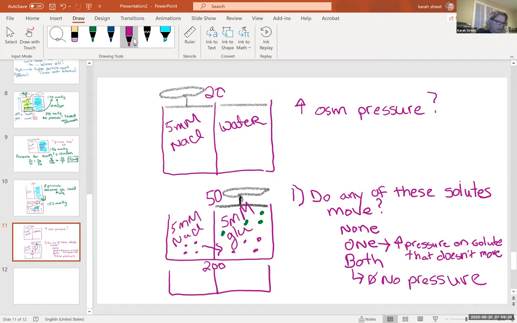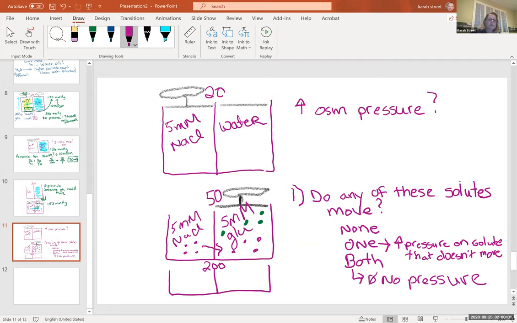Where did you see this? You saw this in the fifth experiment in chart 3, where you had glucose on both sides. If the particles can move, they will, and they will keep moving until there's equilibrium. This happens very rapidly, and there will not be net movement of water from one side to the other. No pressure.